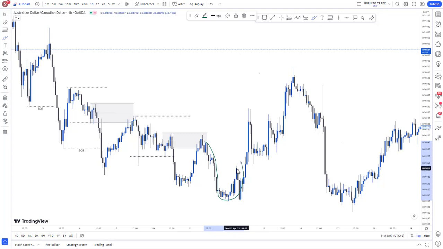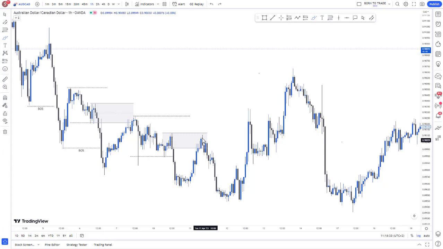Price comes back a little more. It couldn't mitigate this particular zone right here, a little push to the downside. Now you see price giving us a change of character over there. So if you wanted to trade from any zone right here, it would be a failed trading setup. You have to understand and accept that it happens in trading.